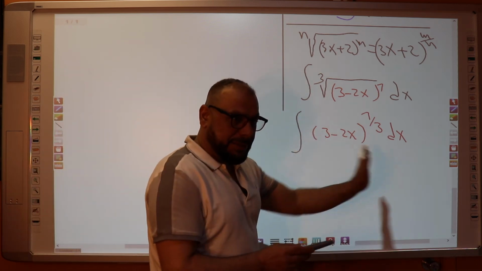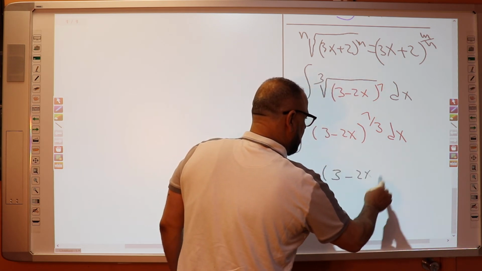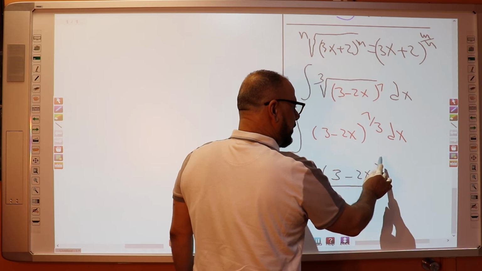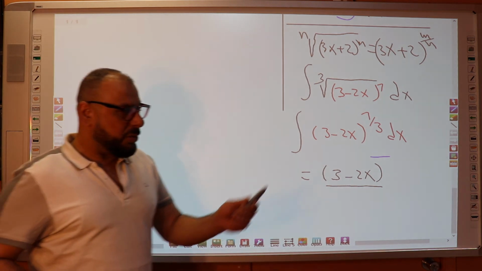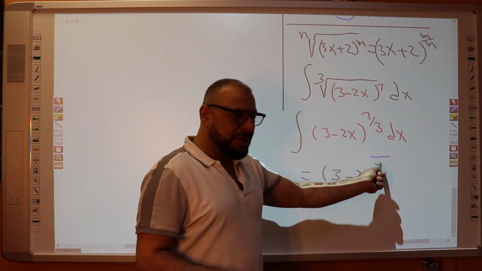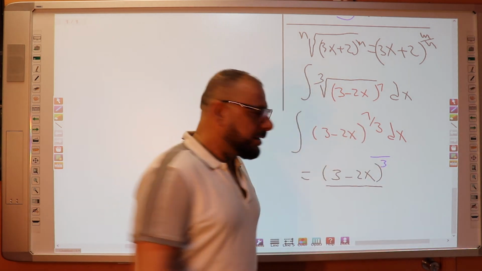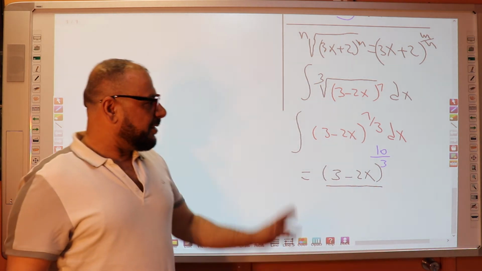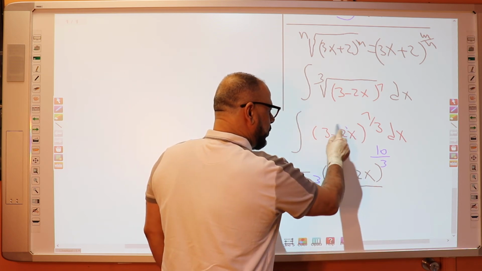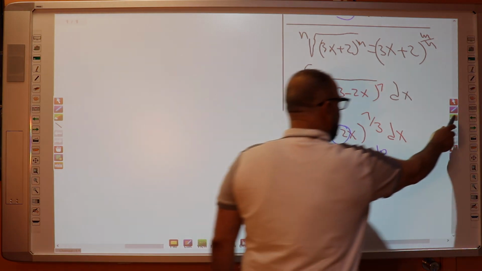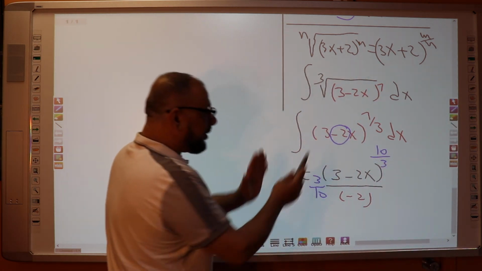Since this guy is linear, this will be 3 minus 2x, and here 7. Look, guys. See my way. 1, 2, 3. You leave the denominator the same. 7 plus 3 is 10. You see that's easy. And here 3 over 10, the same one. And what's the derivative inside? Negative 2. Let me make it in red. Negative 2. Okay, I'm done with this. Then after that you simplify.